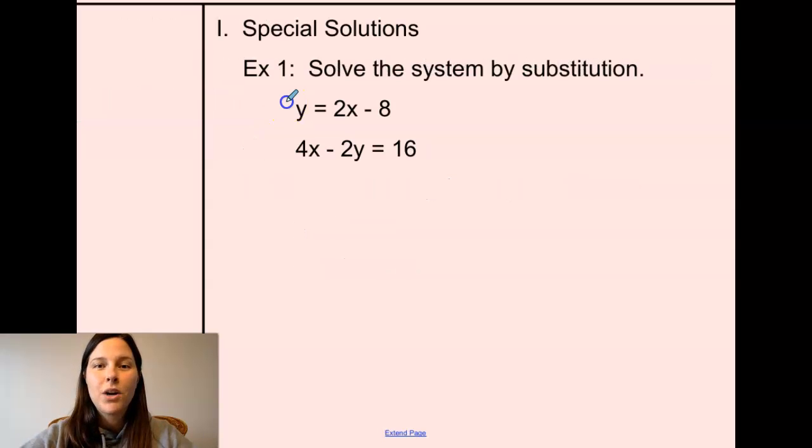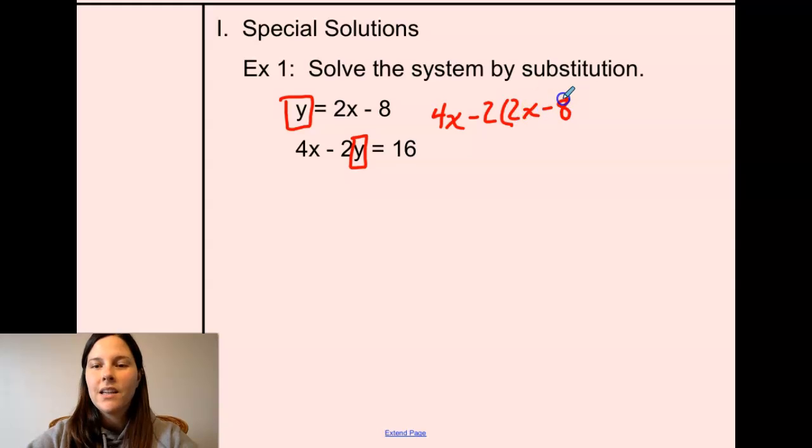Solving is the same process. Find one variable all alone on one side of the equal sign. In this case, we've got our y equals. So we're going to replace y with what y is equal to. Rewriting that second equation, 4x minus 2. When we get to that y, we are going to change y to what y was equal to in that first equation, which was 2x minus 8. And then we'll finish off our equation with an equals 16.